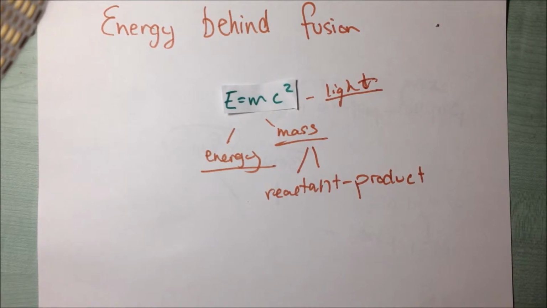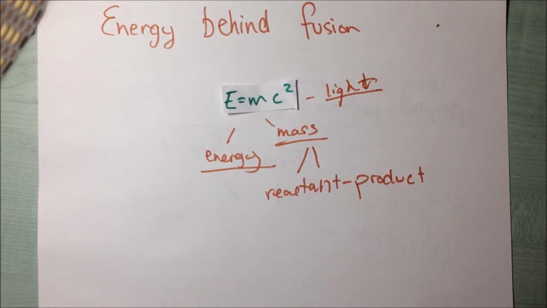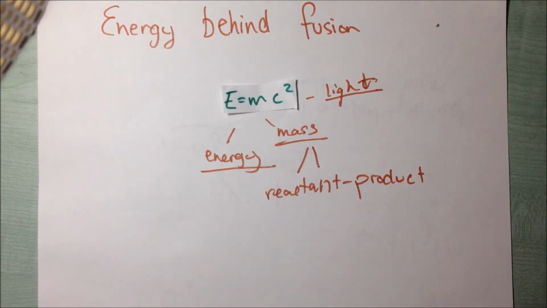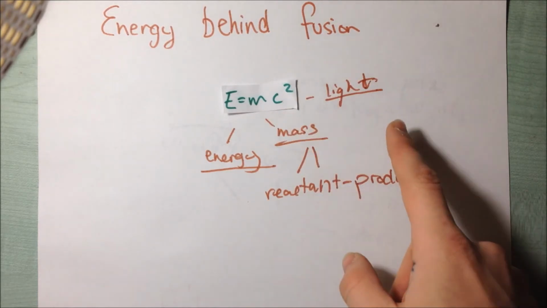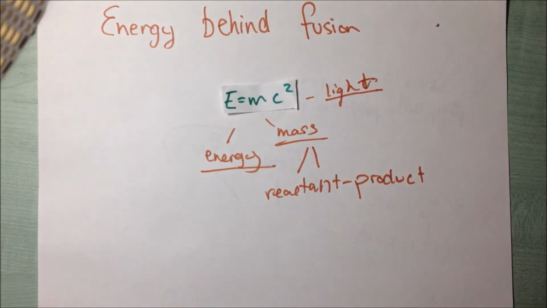What this means is simply the mass of the reactant. So let's say in the example of the sun, it would be the mass of the two hydrogen atoms, compared to the product mass, which in the sun example would be the mass of the helium. So when those two are subtracted, you would put that into m, and you would simply multiply that by c squared, which is the speed of light squared, and that gives you the amount of energy that the fusion reaction has made.